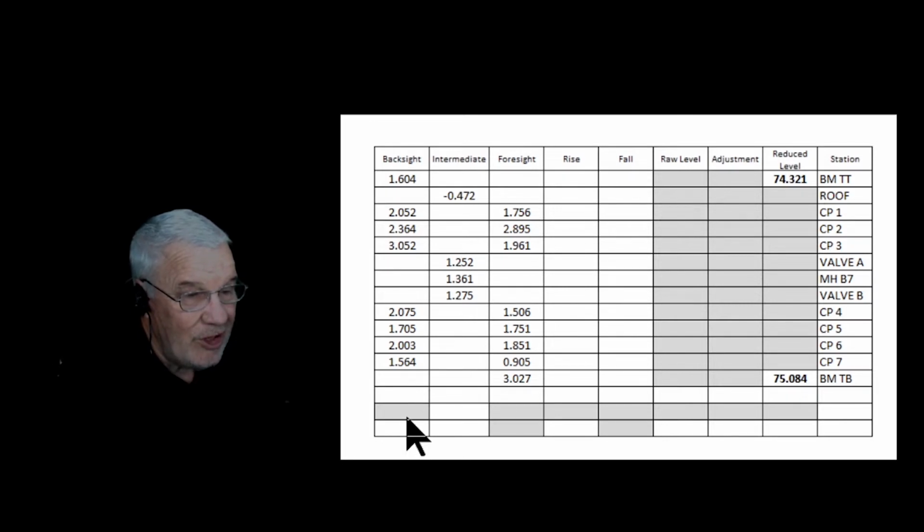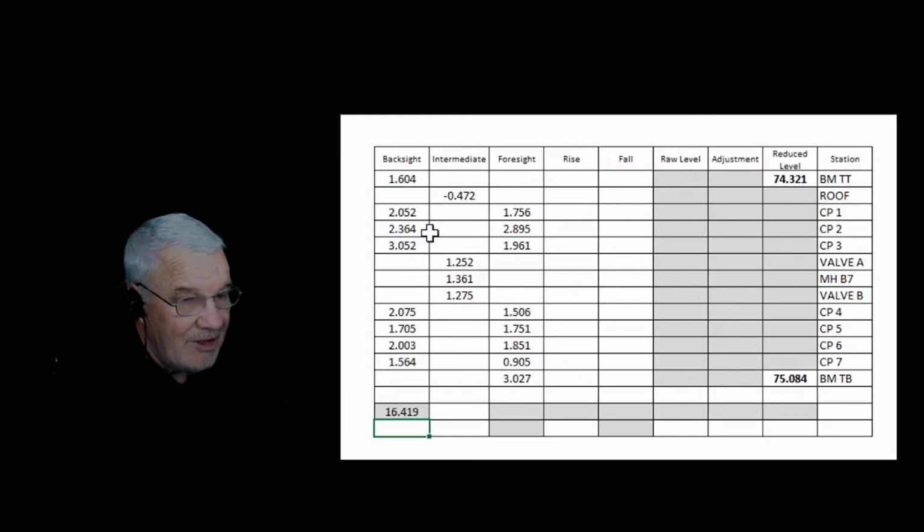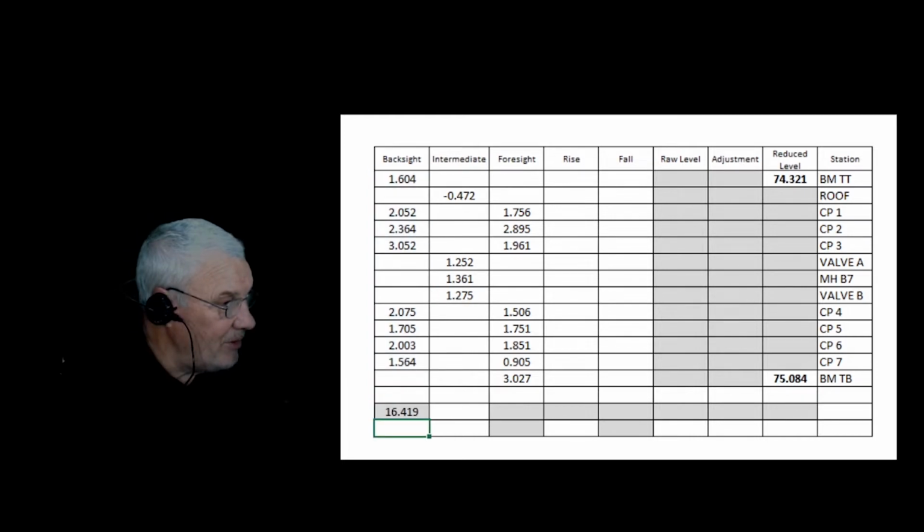So the first thing I would do, I've got it on an Excel spreadsheet here just to make it a little bit quicker, I'm hoping. The first thing that I would do is add up the backsights, and you do it on your calculator. I'm going to do it using the auto sum feature of Excel. Boom, there we go, done.